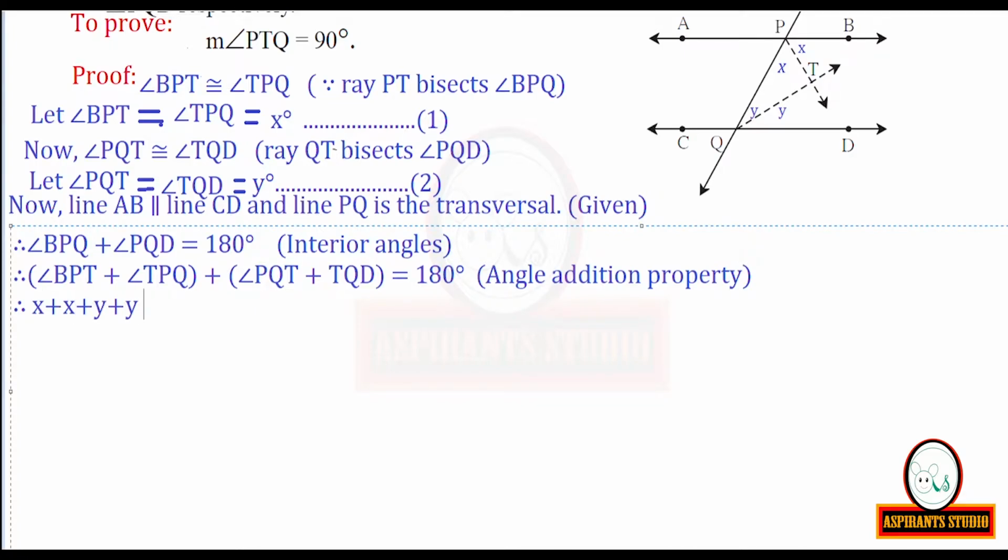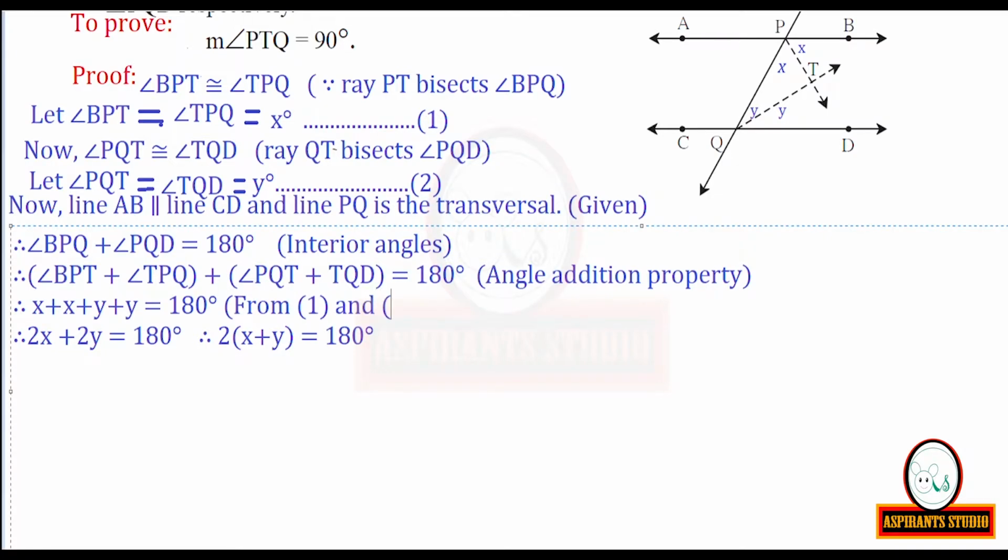Now you can replace, because of equations 1 and 2, all these angles by x degrees and y degrees. Now see, measure of angle BPT is equal to measure of angle TPQ is equal to x degrees in equation 1. So substitute those measures here. So it becomes x plus x plus y plus y is equal to 180 degrees.